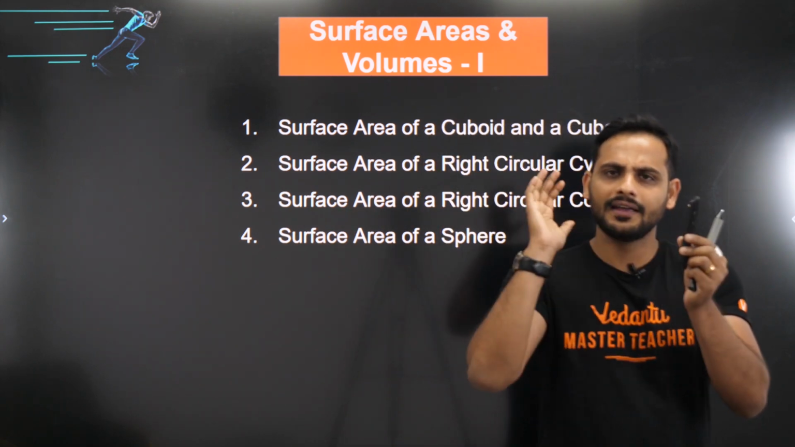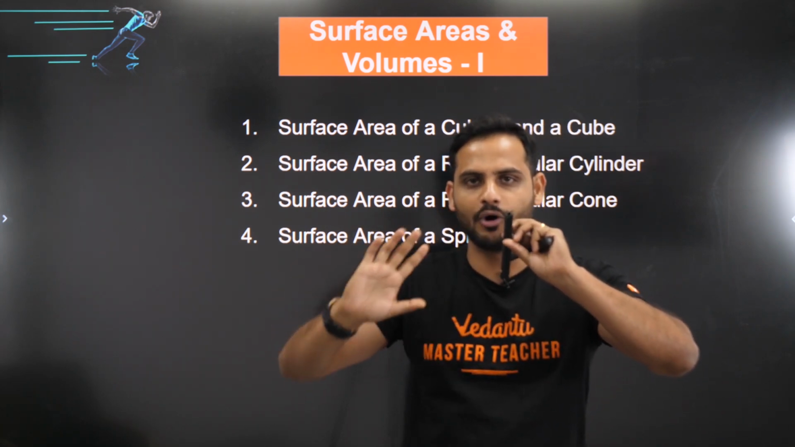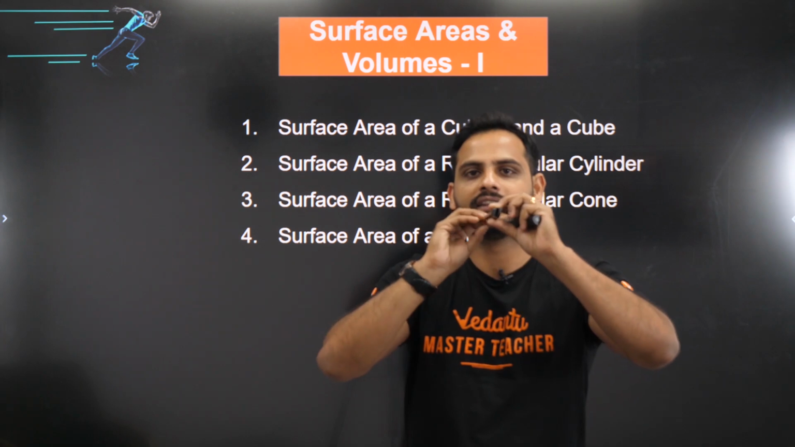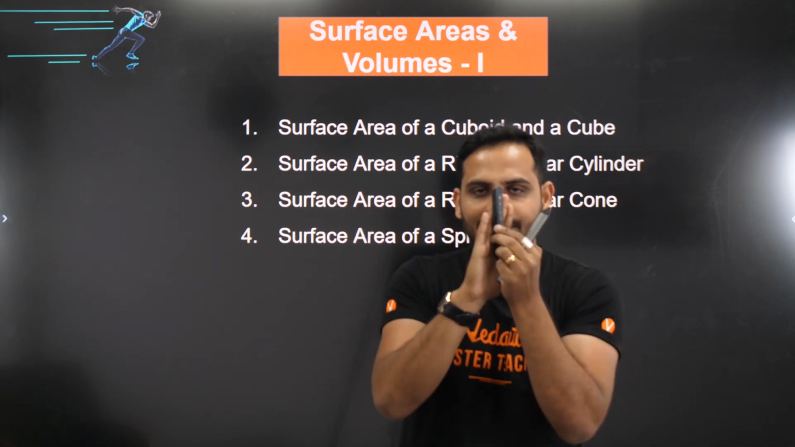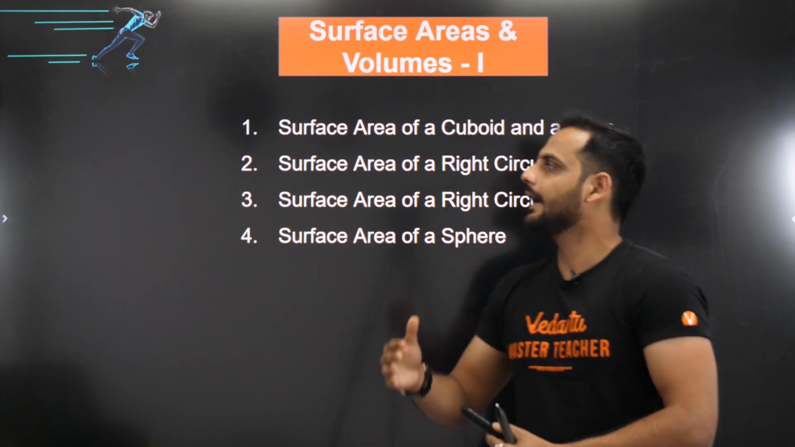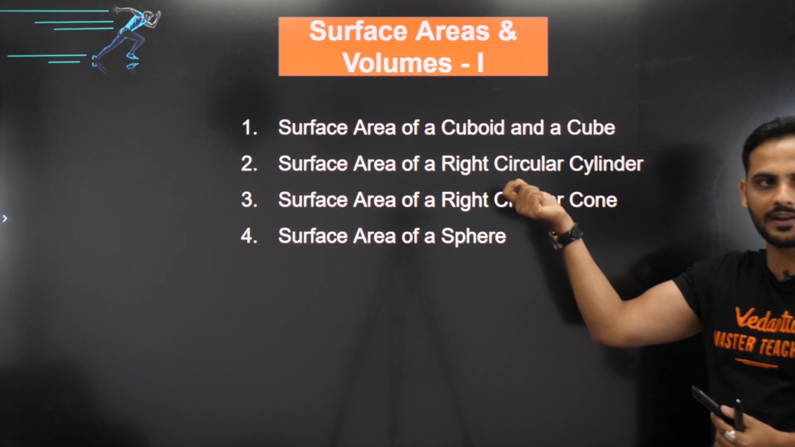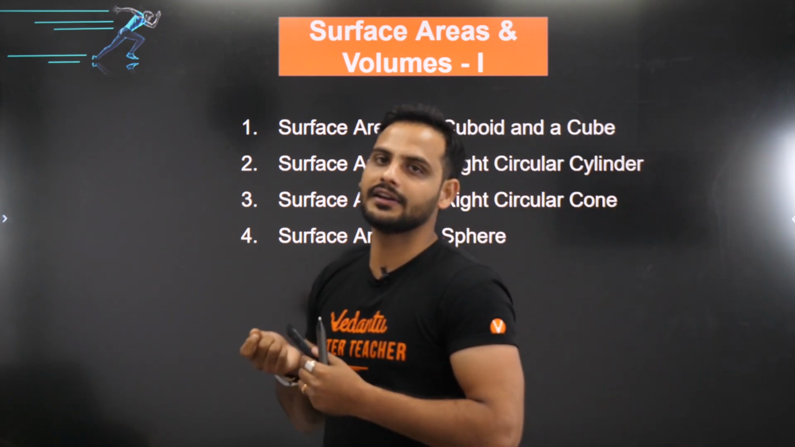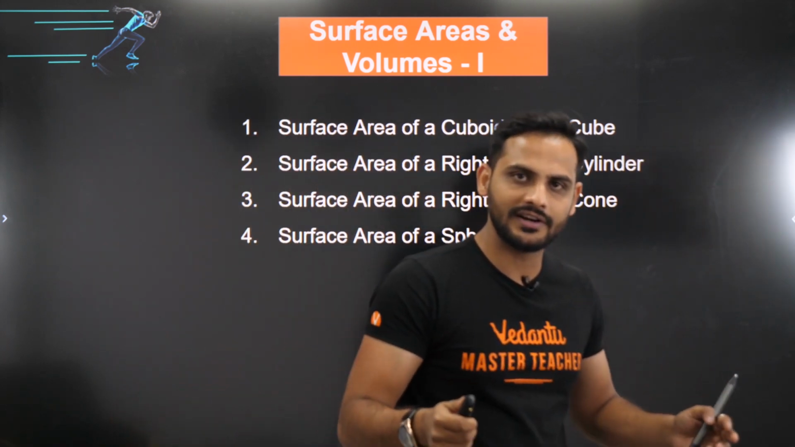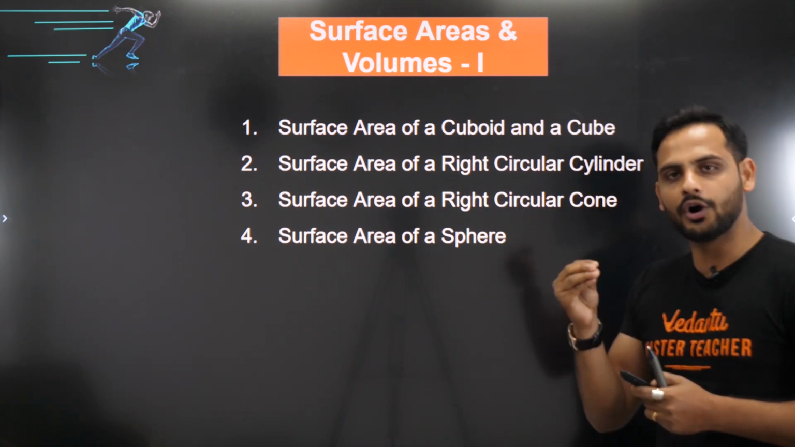From this area, if I subtract the area of top and area of bottom, then the remaining portion will be called curved surface area, and in case of cuboid and cube, it will be called lateral surface area. Understood? These are the two important things we need to understand here. The formulas you already know, but the main thing is to understand the concept.